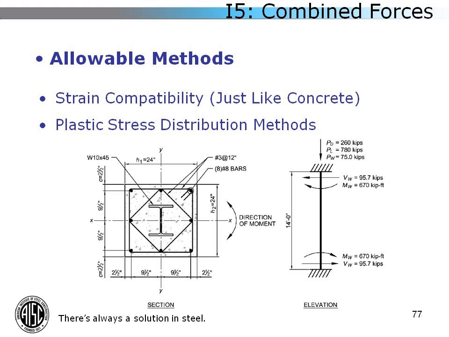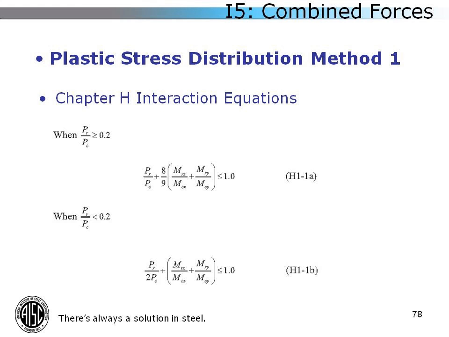So the easiest and probably most conservative method is just to use the Chapter H interaction equations, the same way that you would do with a non-composite column. This is actually a really good method for concrete filled tubes because you can get the axial strength and the flexural strength directly from the tables within the 14th edition steel manual. So you can go right in there, pick out your P, pick out your M, and plug them into these equations.